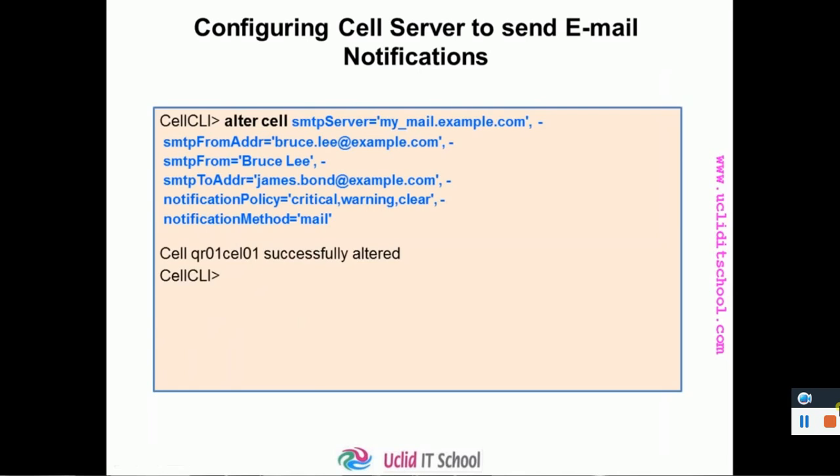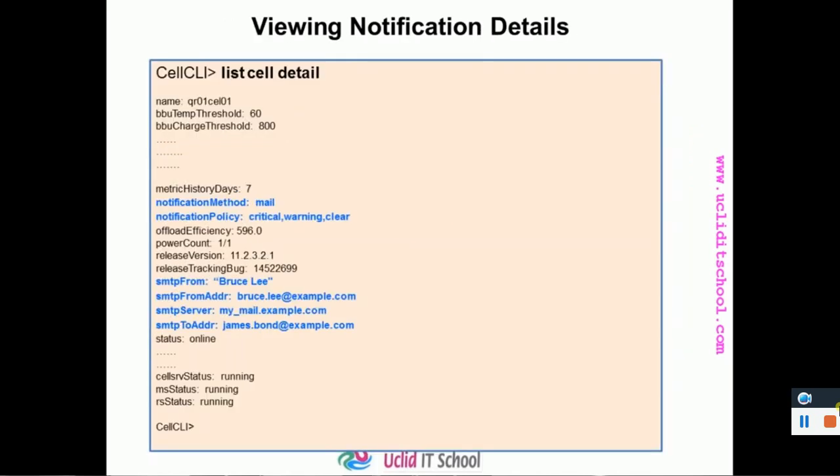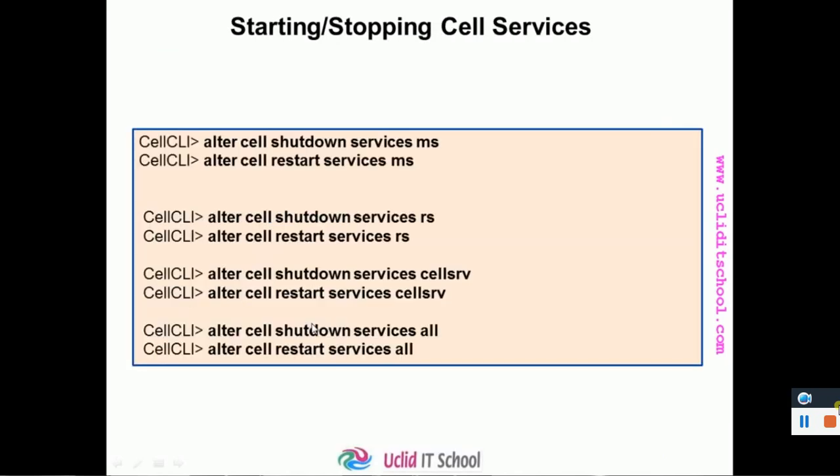So this is how you configure email settings. Once you configure email settings, you can list them. Your list cell detail command will show you your email related settings in the output. Then you can start and stop the cell services. You can start and stop them individually or together.